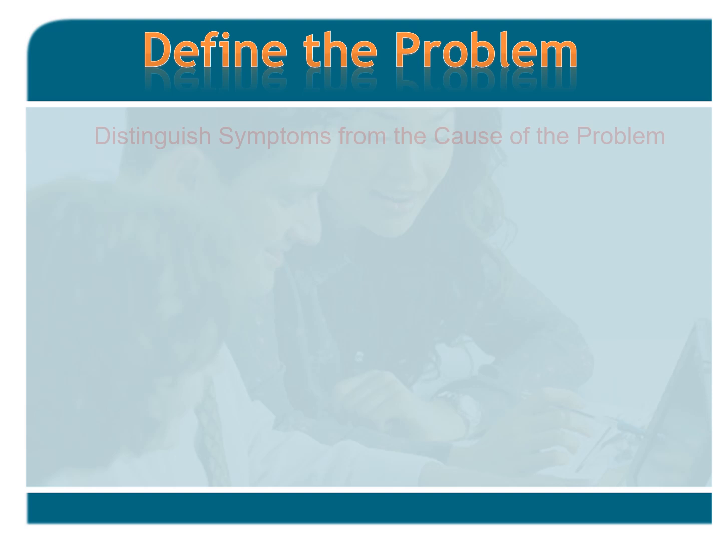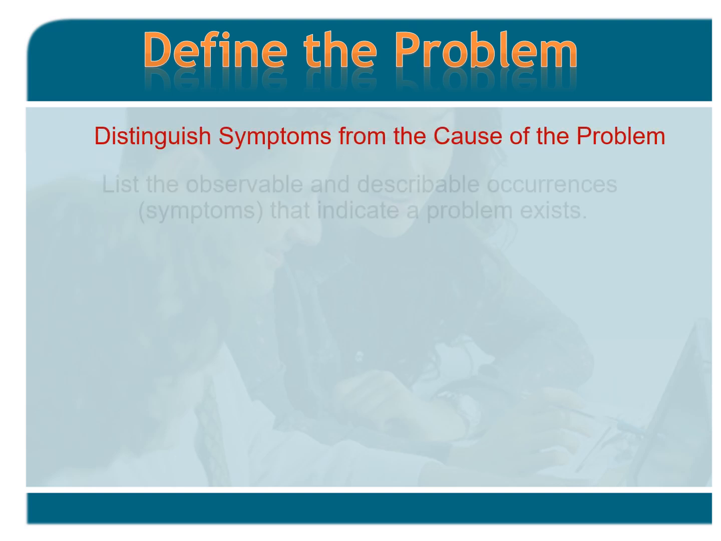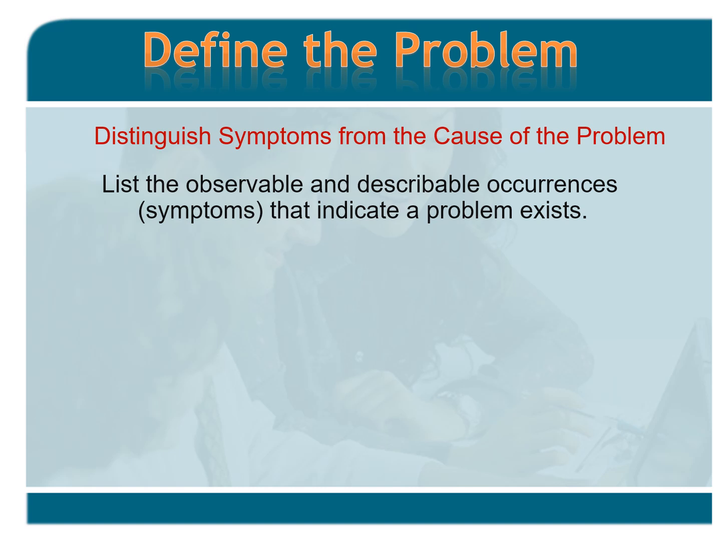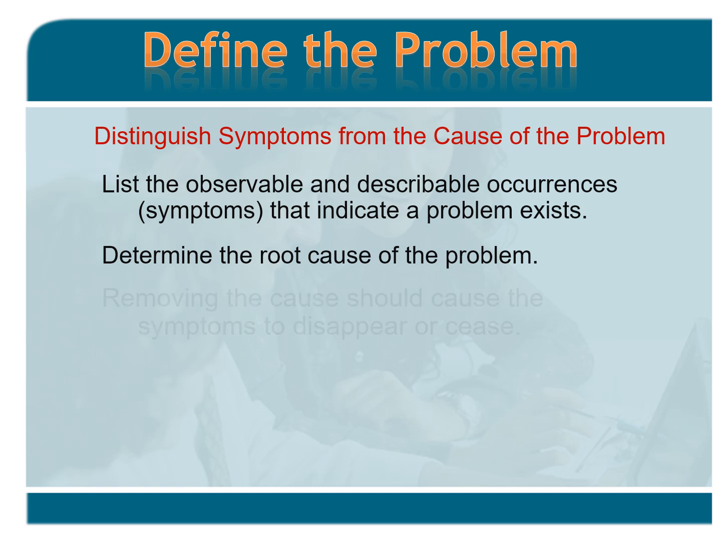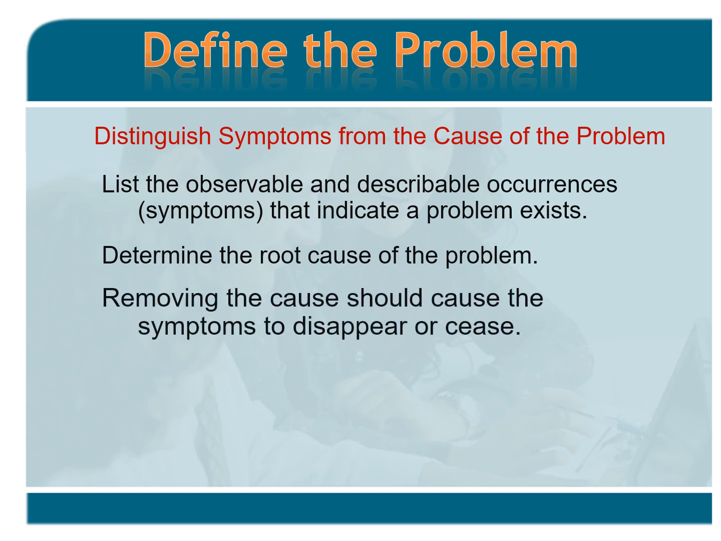So we need to define the problem, and we want to distinguish the symptoms from the cause of the problem. So you list the observable and describable occurrences or symptoms that indicate the problem exists. Then you try to determine the root cause of that problem. What's making it happen? Can you turn it on and turn it off? Removing the cause should cause a symptom to disappear or cease, and that would be the best way to define and resolve a problem.